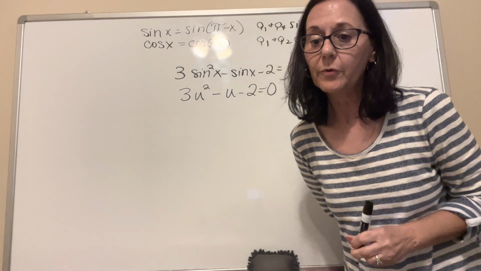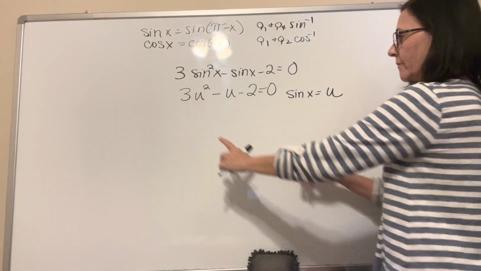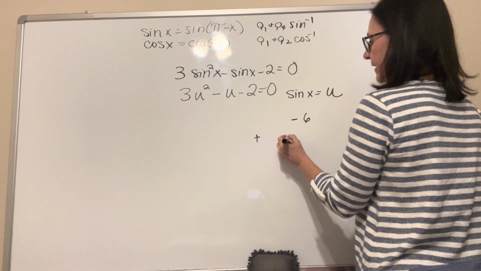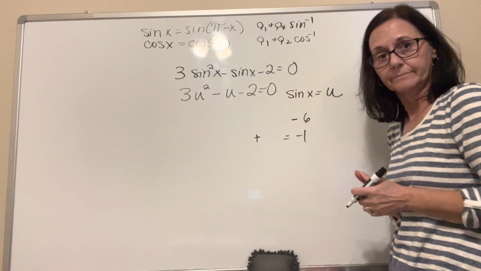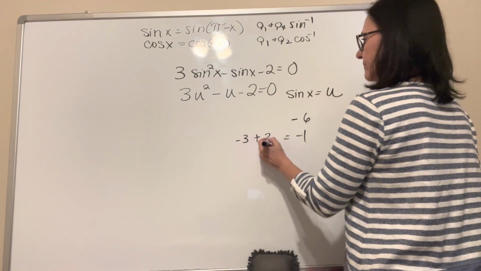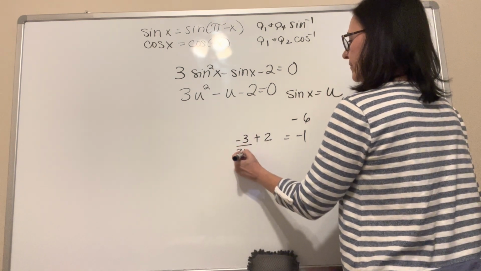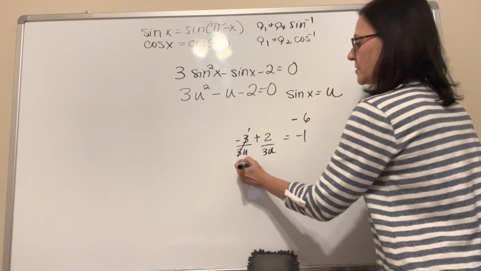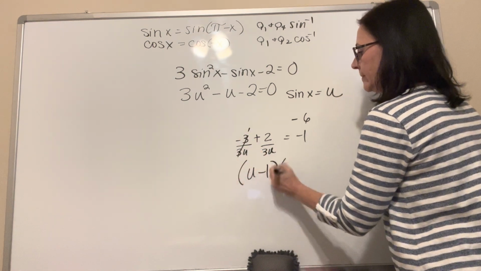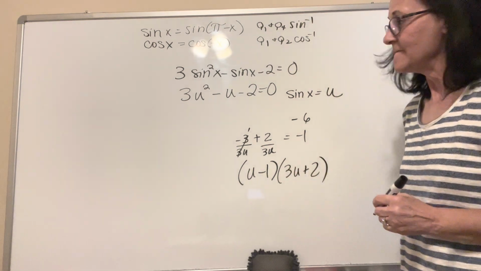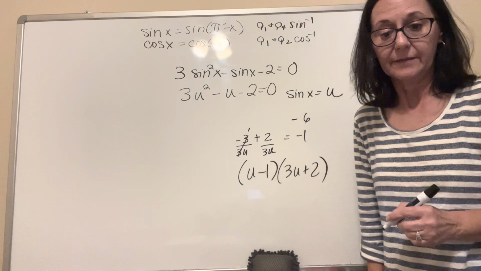And this is probably easily factored. Remember, we want factors of -6, such that when we add them together, the result is -1. So that's going to be -3, +2. Remember, we put it over 3u, over 3u. Simplify. So my factors are u minus 1 times 3u plus 2, and that equals 0, right?